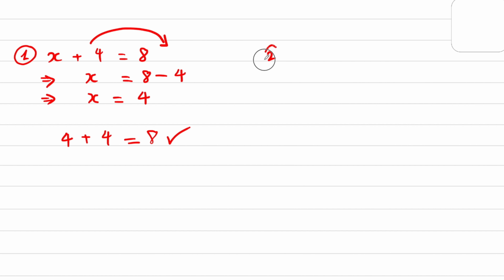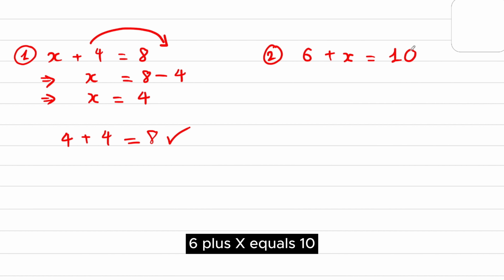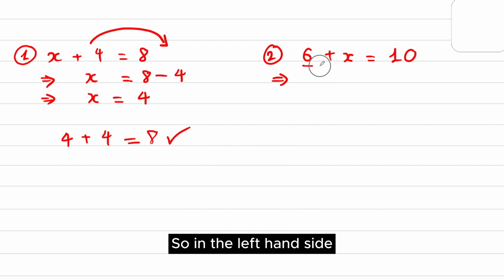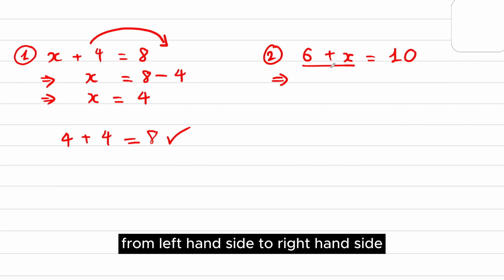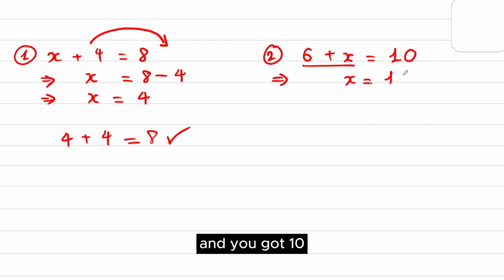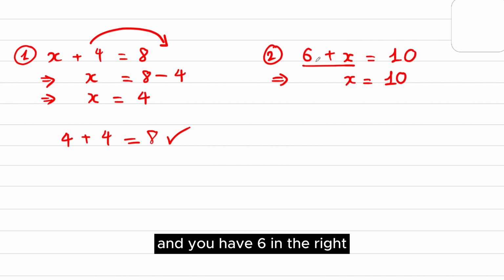And another example, you can do it like here: 6 plus x equals 10. I want to have x stand alone on one side. In the left hand side, you have 6 plus x. So I want to move 6 from the left hand side to the right hand side. x will stay here, and you have 10. The 6 in the left hand side is positive 6.